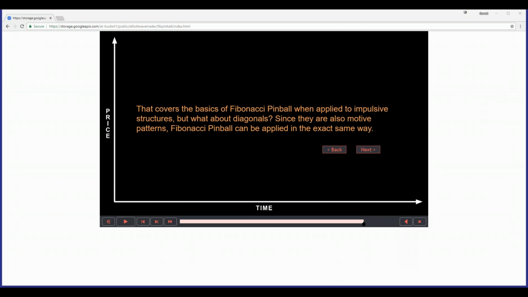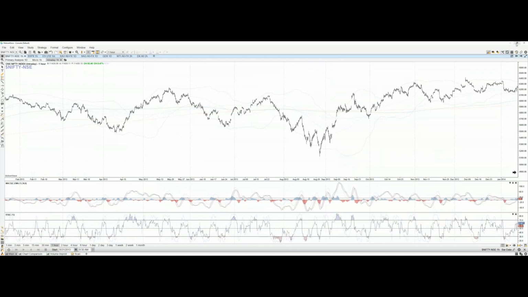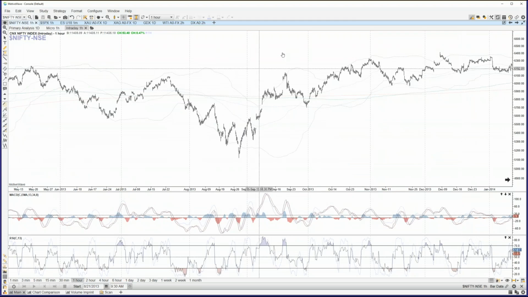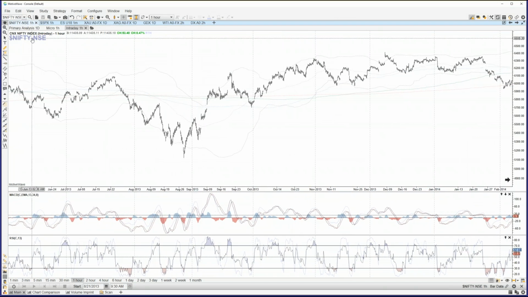All right, but let's get away from theoretical stuff and take a look at some actual charts here. That's what we're all here for, right? So can you guys see? I have a chart of the CNX Nifty on my screen right now. Yes, okay, hold on. Let me take a look at any questions that got snuck in while we were looking at that Fibonacci pinball.